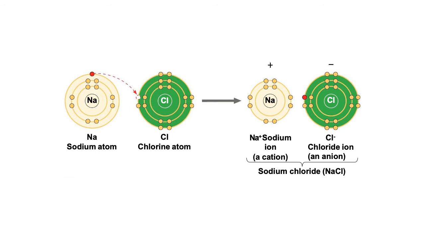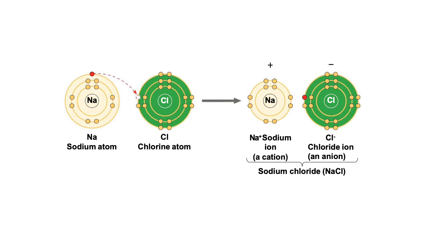And then sodium has a positive charge, and chlorine has a negative charge, because sodium lost a negative electron, so it became positive. Chlorine gained a negative electron, so it became negative. And so now we have two ions. An ion is an atom that has either lost or gained one or more electrons.